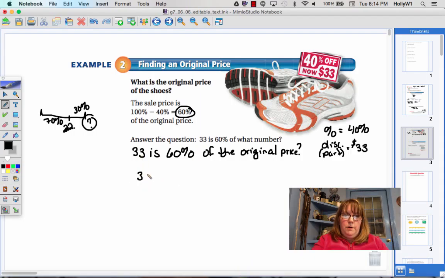So 33 is the part, so 33 is equal to 0.6 times the whole amount, which we don't know. So we divide both sides by 0.6. We end up with $55 is the original price.